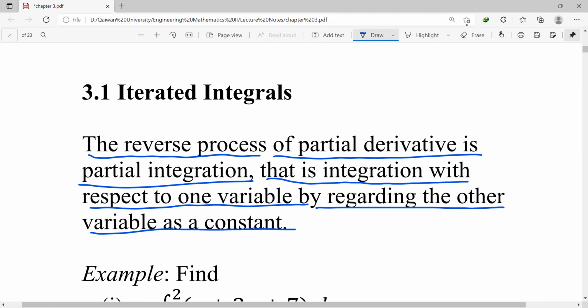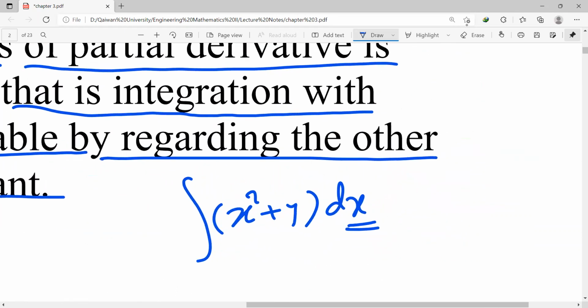When we take integration with respect to a variable, we deal with the other variables as constants. For example, the integration of x squared plus y dx. Here, the integration is with respect to x, because here we have dx. That means we take the integration with respect to x. So the integration of x squared is x cubed over 3. How about the integration of y? No, it's integration, it's not derivative. Let's say it's a. What's the integration of a? It's a times x. Then plus c. This is how to find the integration with respect to a variable.